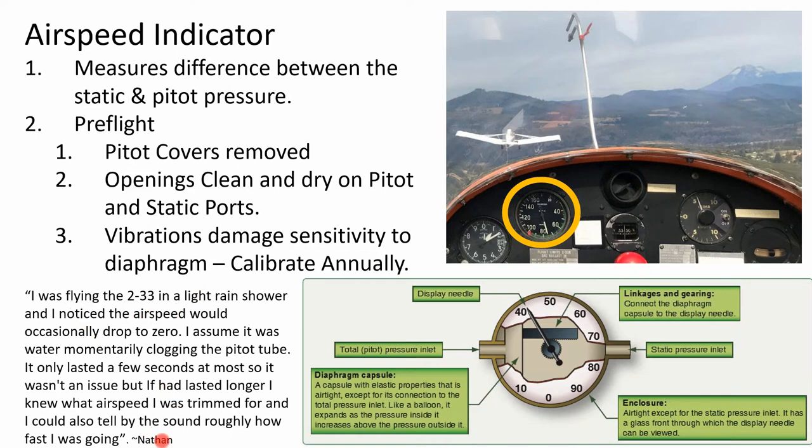Here's a story from our youth member. I was flying the 233 in a light rain shower, and I noticed the airspeed would occasionally drop to zero. I assumed it was water momentarily clogging the pitot tube. It only lasted a few seconds at most, so it wasn't an issue. But if it had lasted longer, I knew what airspeed I was trimmed for, and I could also tell by the sound roughly how fast I was going.